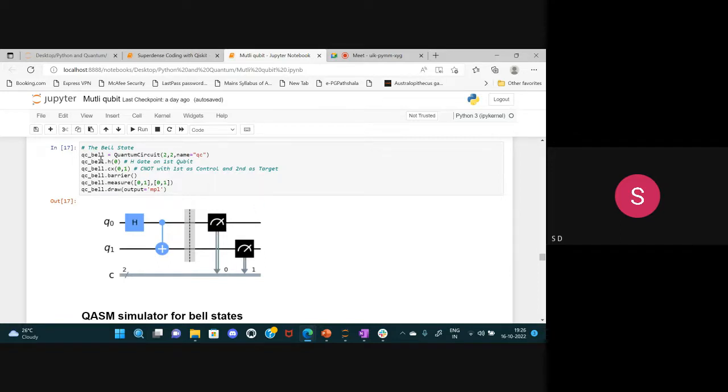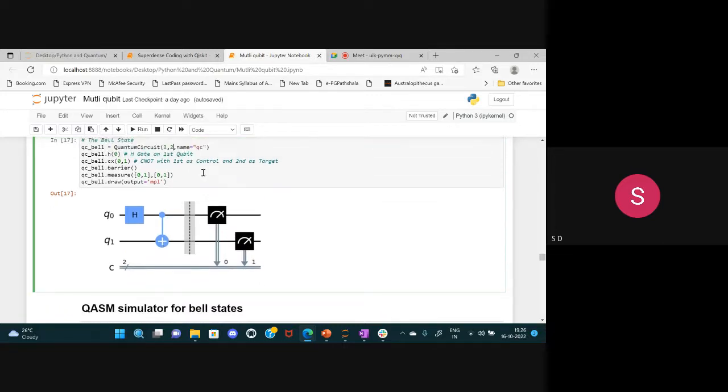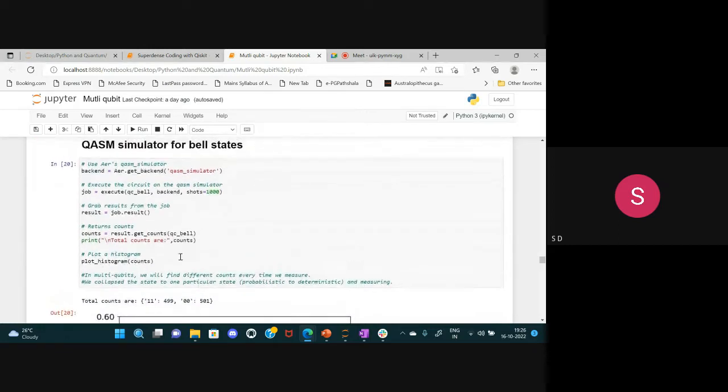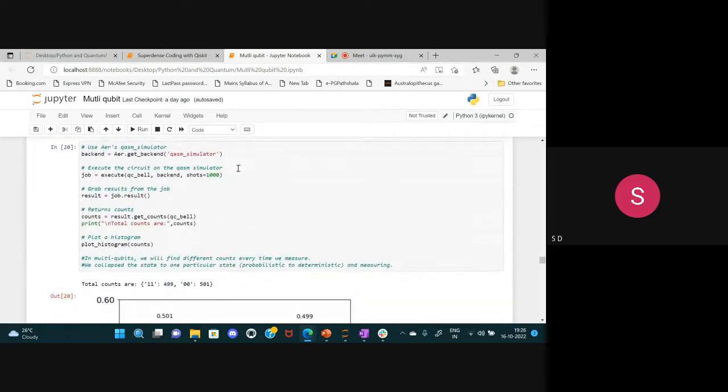In the first line, qc_bell is the variable name, and QuantumCircuit(2, 2) means 2 qubits, and you are storing these 2 qubits in 2 classical registers. This is what is explained in the first line. We have also seen this in the CX gate, same code, everything is the same. Shots equal to 1000, same.